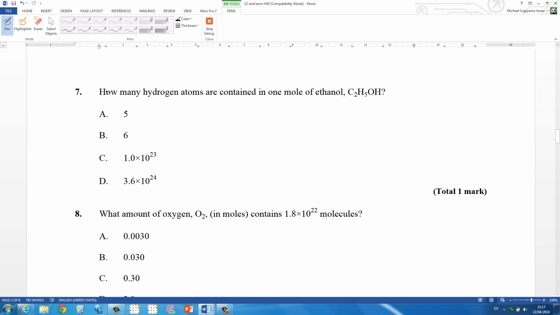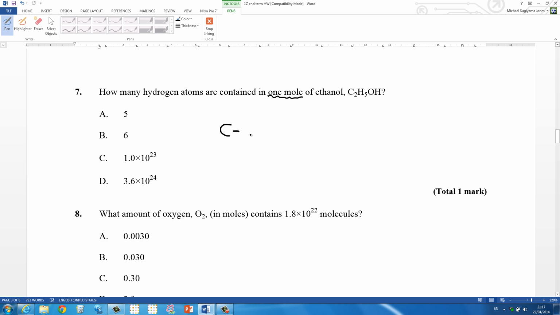Okay, on to question 7. Now this is a question that students often get wrong. And what they do, they see the question, they see the words, how many hydrogen atoms are contained in ethanol? And they think, okay, so that's 5 there and 1 there, and they choose B, and they get it wrong. The reason they get it wrong is because they're not taking into account this part, 1 mole of ethanol.